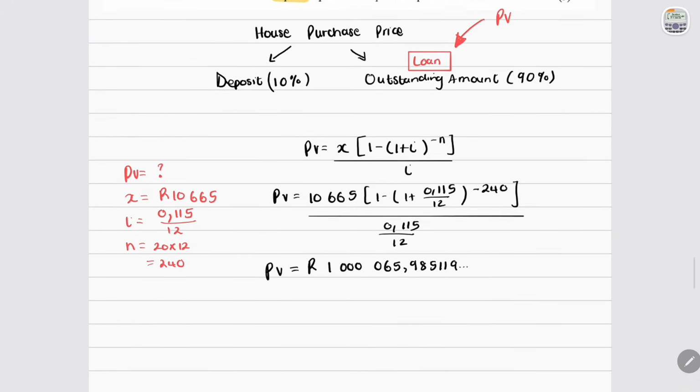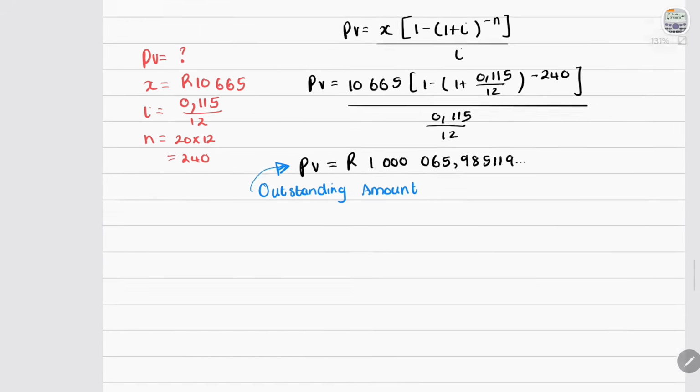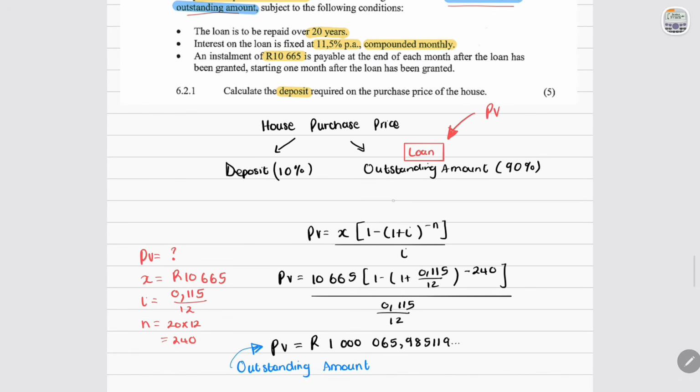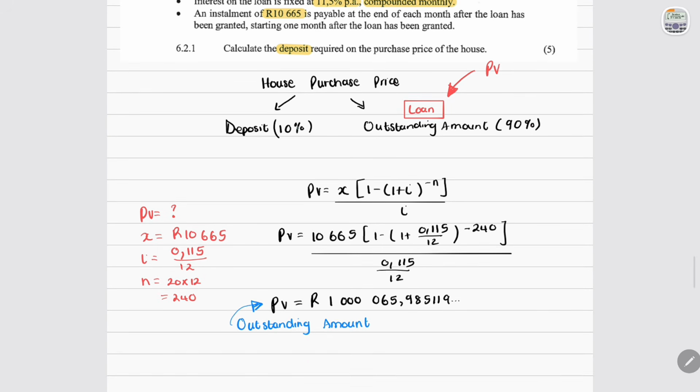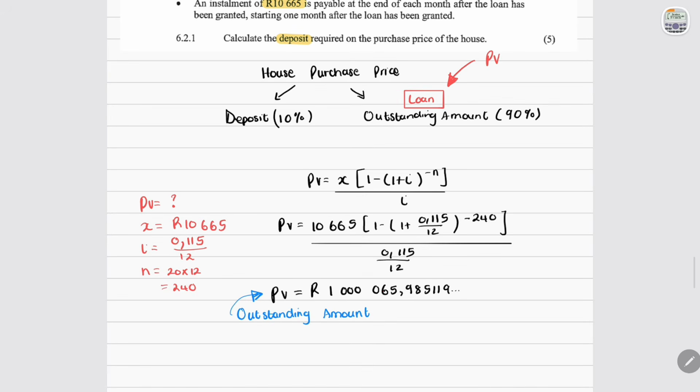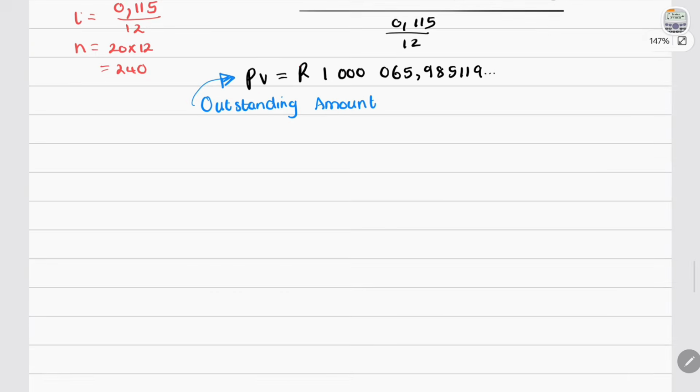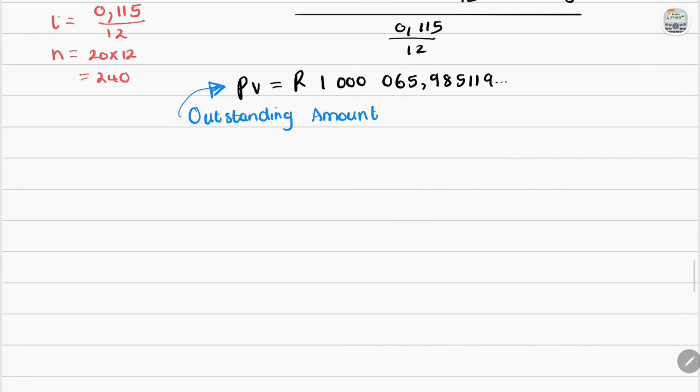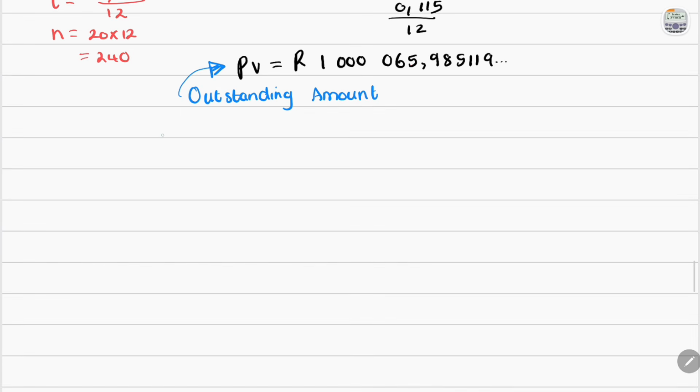Okay, so what we have just found now is the outstanding amount. Okay, now that we have the outstanding amount, remember that this stands for 90% of the full purchase price. And we're just looking for the deposit. So let's find out what the full purchase price is. Then we'll know that the deposit is 10% of this. Okay, so here is how we can do this. We're simply just saying that this outstanding amount, it stands as 90% of the total purchase price. I'm trying to find out what that total purchase price is. So I'm going to say this amount, and I'll just rewrite it quick. It is equivalent to 90% of the purchase price.